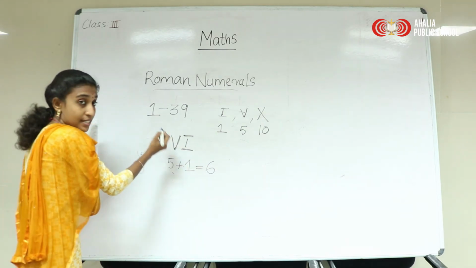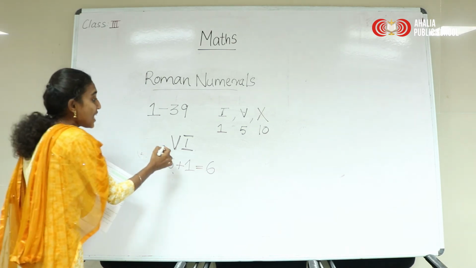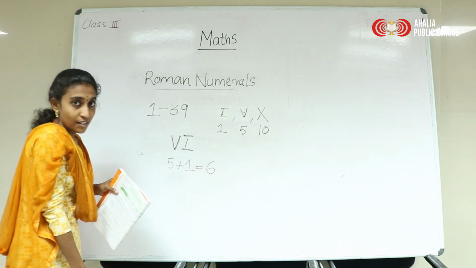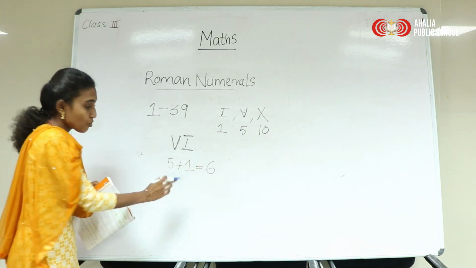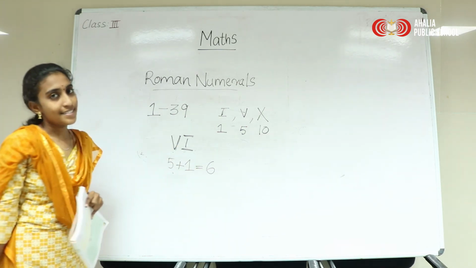So when the first number is the greatest number, we will add the given two numbers. This is 5 and this is 1. So 5 plus 1 is 6.